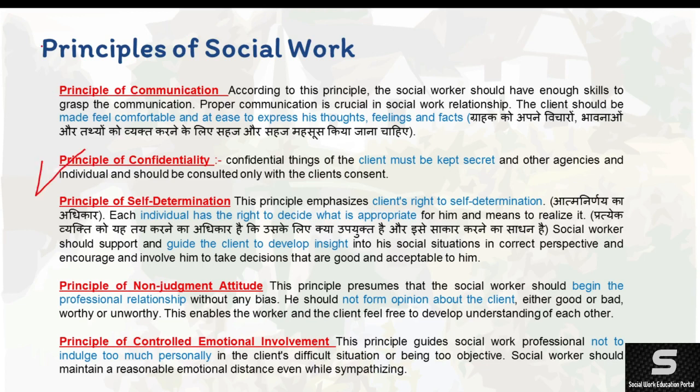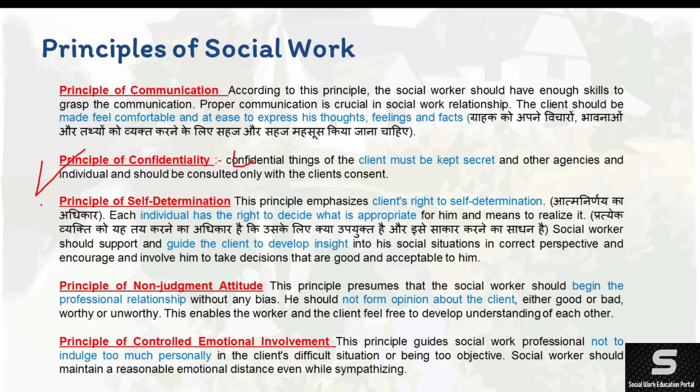Now the next principle is confidentiality, that means the confidential things which are shared by the client to the social worker. So the social worker should keep secret all the information which is shared by the client. Like in a family conflict, the family members generally share information with the social worker. So the social worker should keep the information and not share it with anybody or any groups or any agency. And if they want to share, they first take the consent from the client.